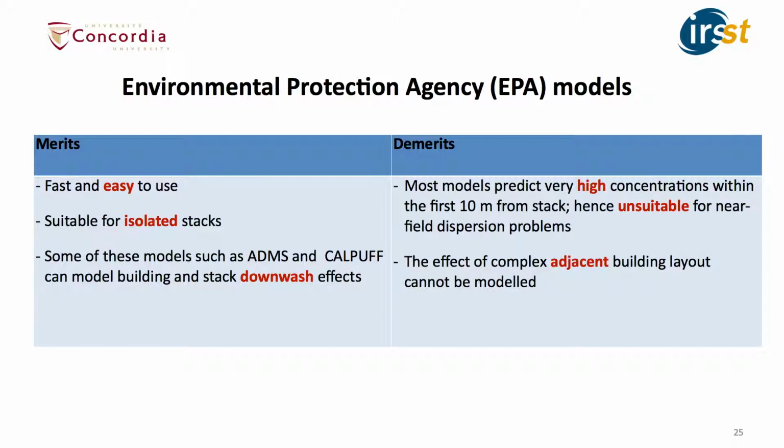And also when you have complex adjacent building layouts, which is what's happening in a city normally, then of course they are weak to model that. So we leave these models now and we go to the lab. We go to the actual experiment, measurements. And in fact, that's the most reliable. Even today, that's probably the most reliable. Could be contradictory, but that's the most reliable methodology here.